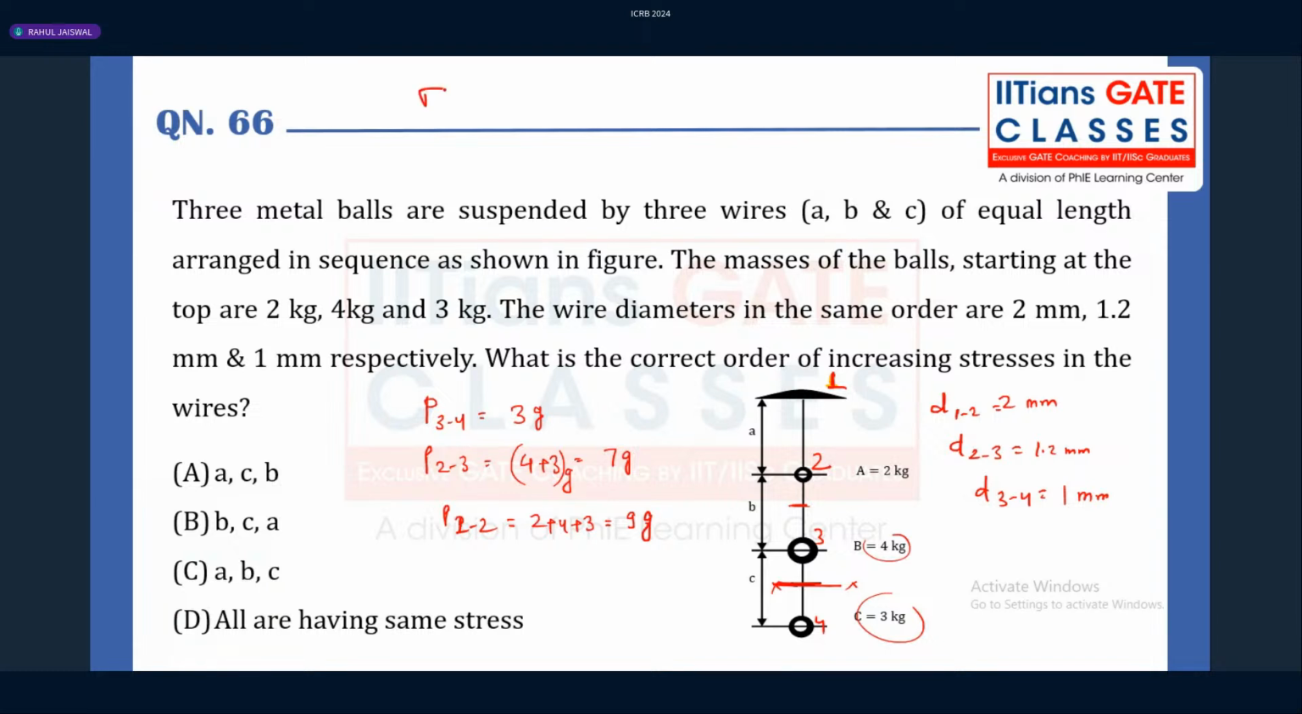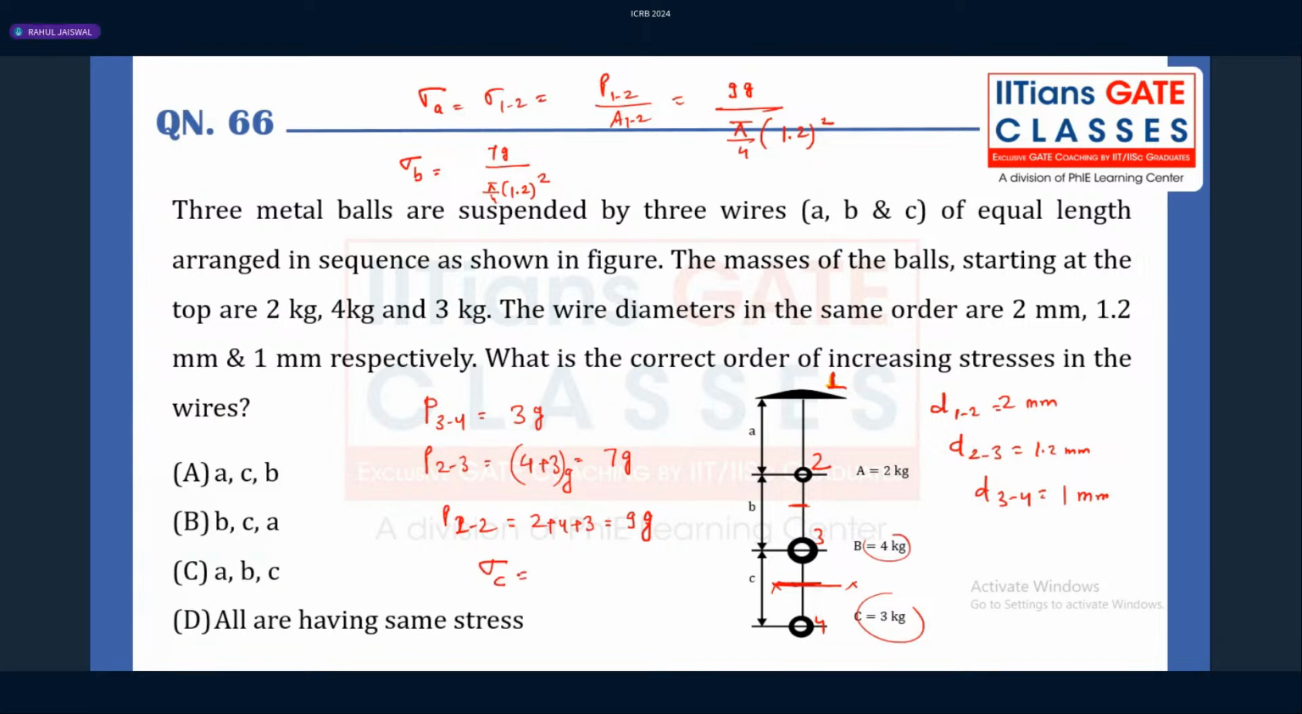Now here, if you consider the wire A, I'm writing it as sigma 1 and 2. So what is the load in 1 and 2 and the area of 1 and 2? The load in 1 and 2, if you see, is 9G divided by the area. What is the area, guys? Area will be pi by 4, 1.2 square. What is sigma B? Load in 2 to 3 will be 7G, for example. And the area, if you see, is pi by 4, 1.2 square.